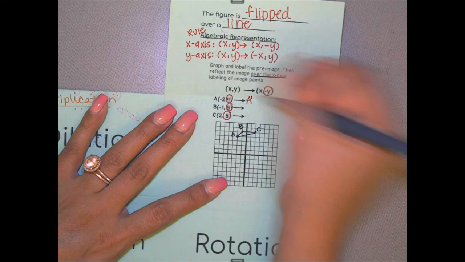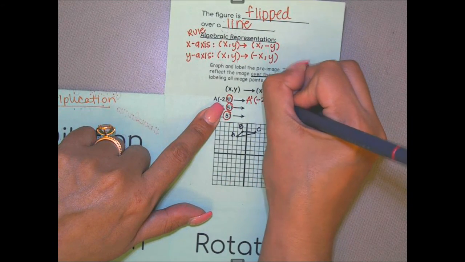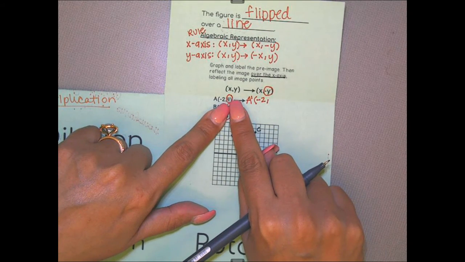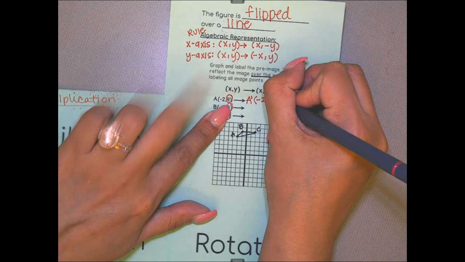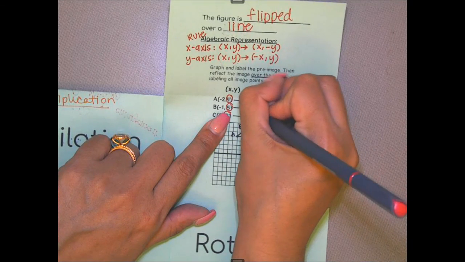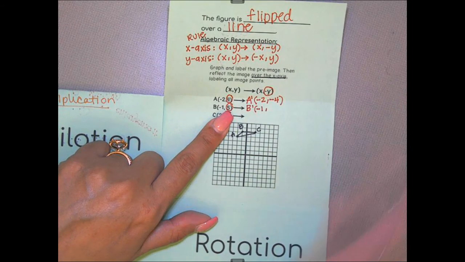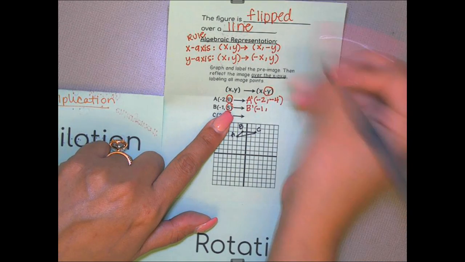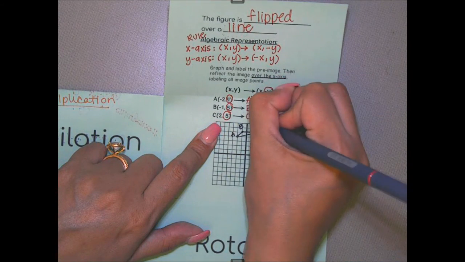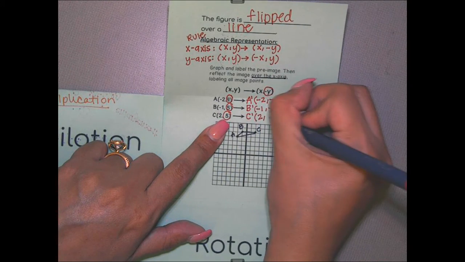So I have A prime. I'm going to write down my x the same, so -2. And then I'm going to do the opposite of my y. So I have a +4, and the opposite of +4 is -4. For my B prime, I have -1, that's going to stay the same. And I have a +5, so when I do the opposite, that's going to give me a -5. And then C prime, I'm going to keep my 2, and that +5 will turn into a -5.